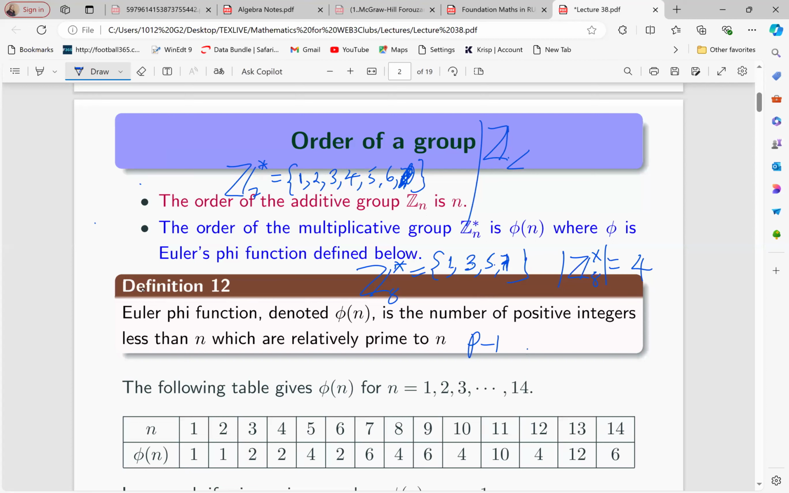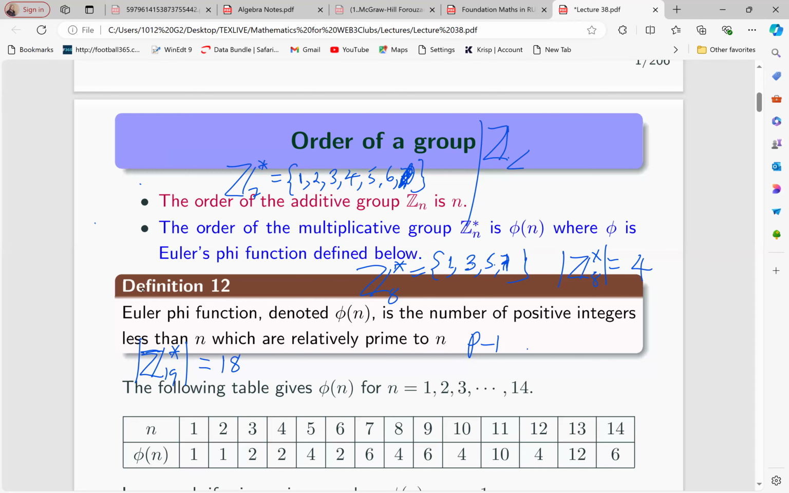So that means if I'm given Z star 19, and I'm asked to find the order of this group, I'll just take 19 minus 1, and I know that it has 18 elements. So if I'm given Z star 17, and I know that 17 is a prime number, then I know that the order of this group has 16 elements.